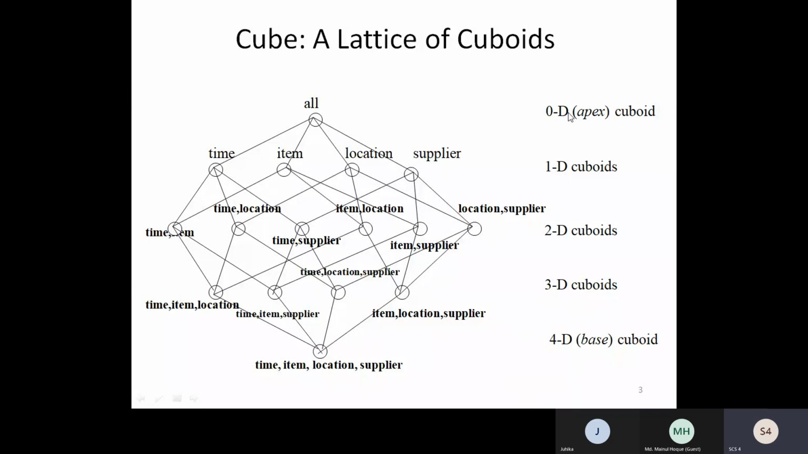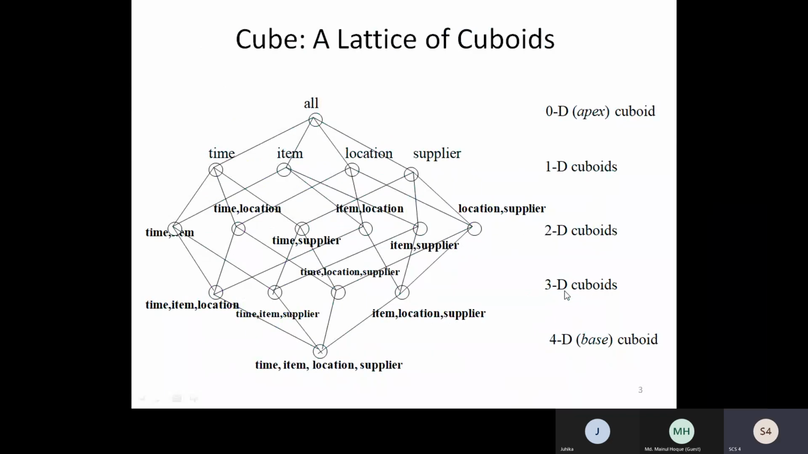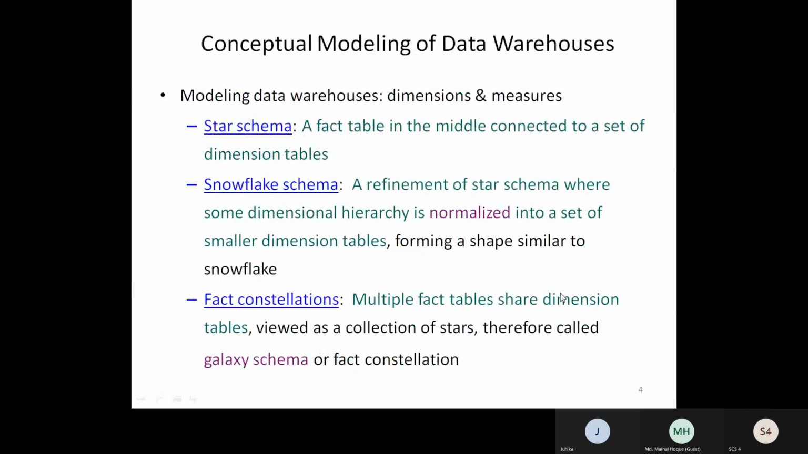So first, zero dimensional, that is known as apex. Then according to the attributes available, you can add one dimension at one level. Okay, it goes to the maximum depending on the number of attributes present. Well, now, if this cuboid or data cube concept is clear, then I'm moving to the next concept. Can I?